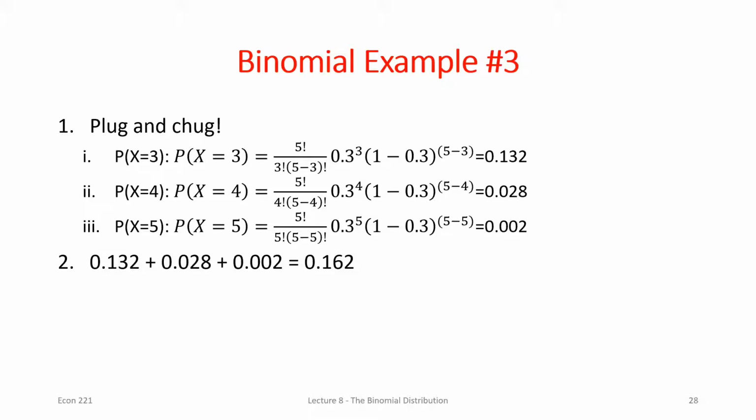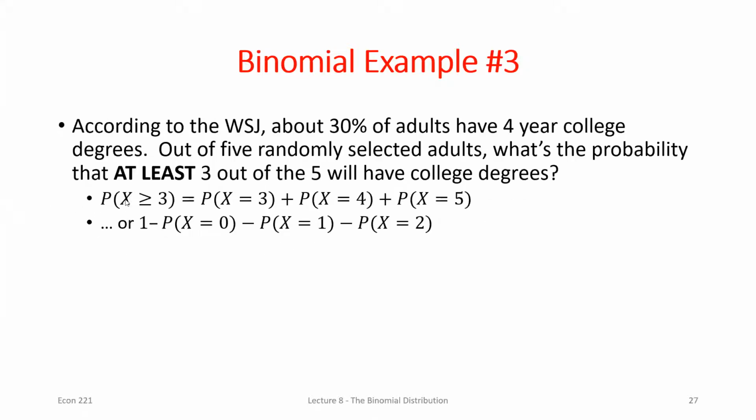I always just say, write out what you're looking for. You want x is greater than or equal to 3. Think about every outcome that fits that criteria. So 3, 4, and 5. Find the probability of each one of those outcomes, and then add them up. Right? Any questions on that before we keep moving?